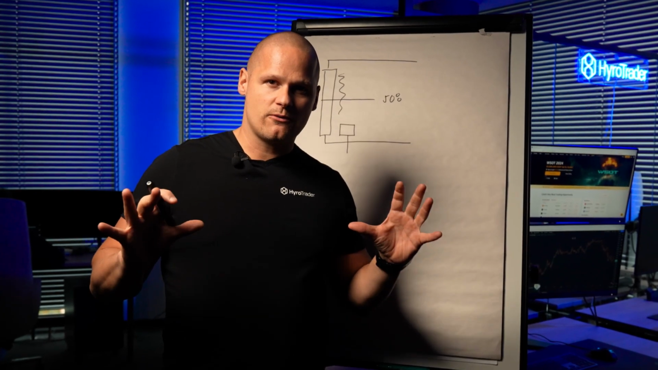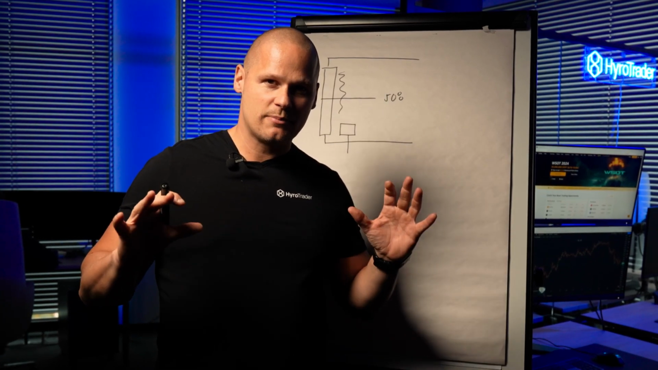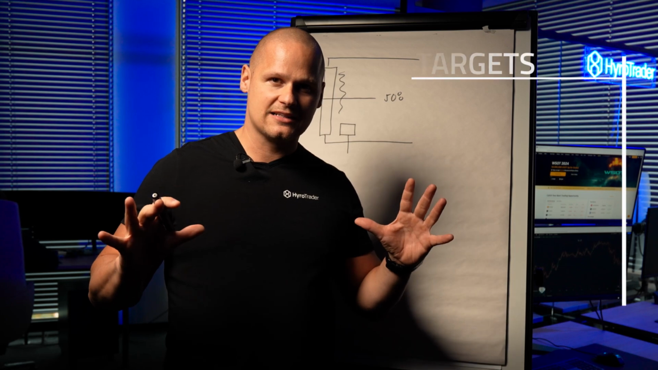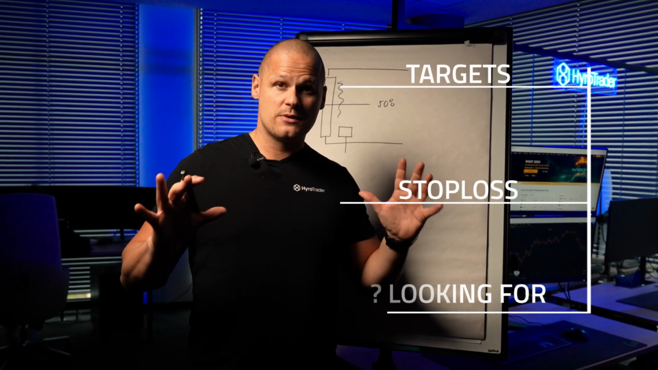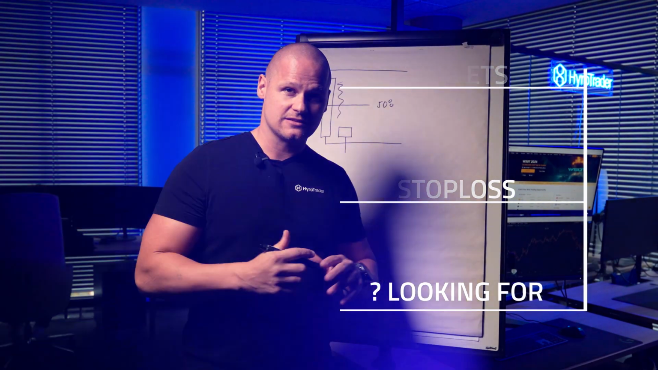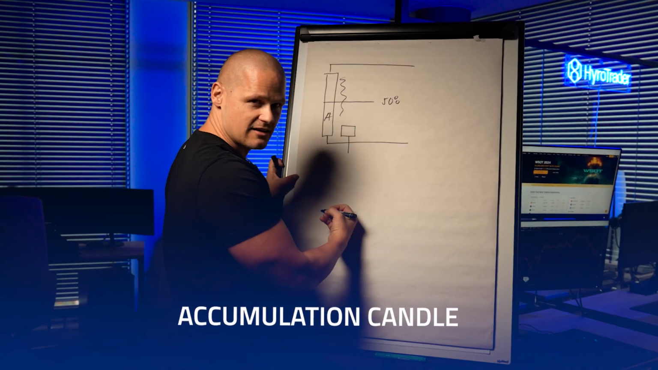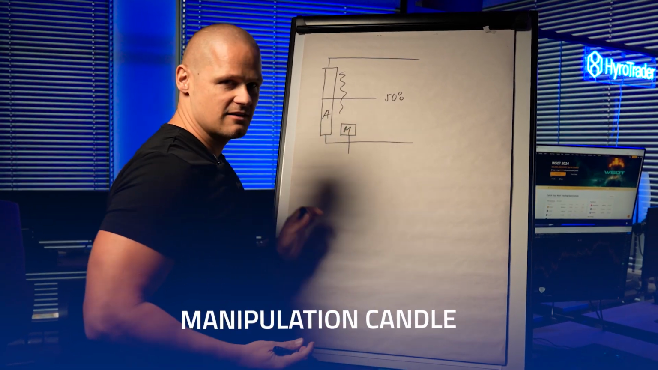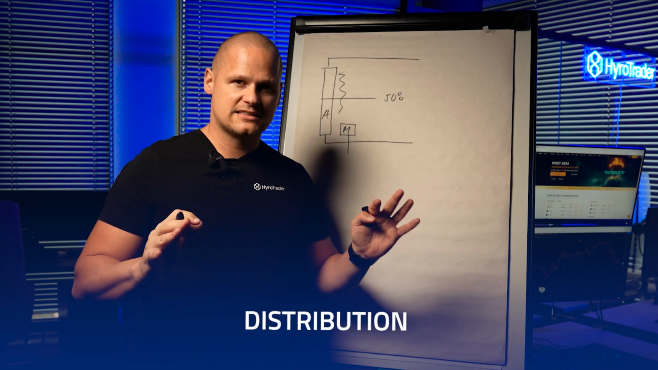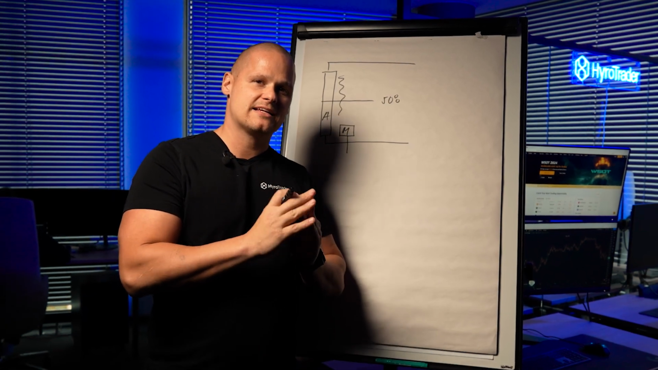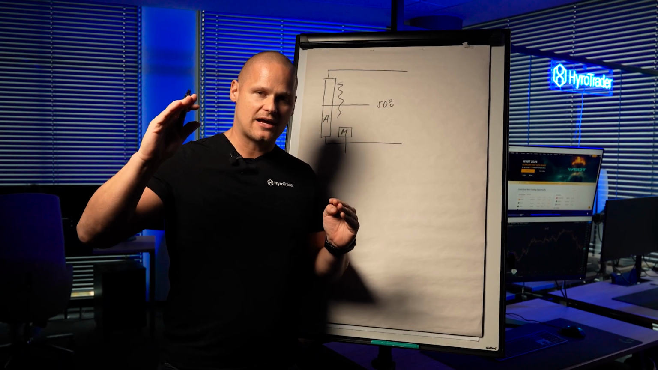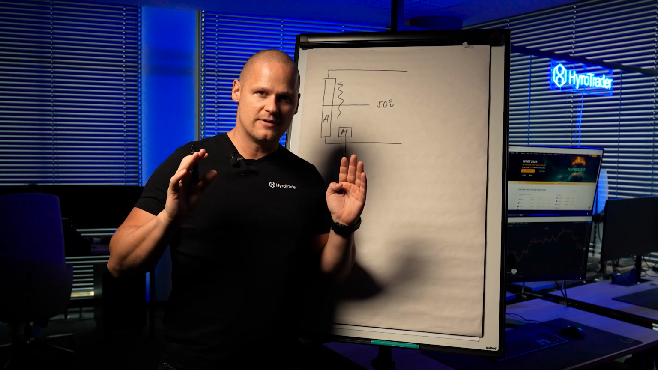Now, what is very powerful about this strategy is that it's completely defining our targets, our stop loss, and where we will be looking for our entries. So now we've got our accumulation candle, manipulation candle, and in the third candle, distribution, is where we are expecting the expansion of the price, and this is where we are looking for the entry.